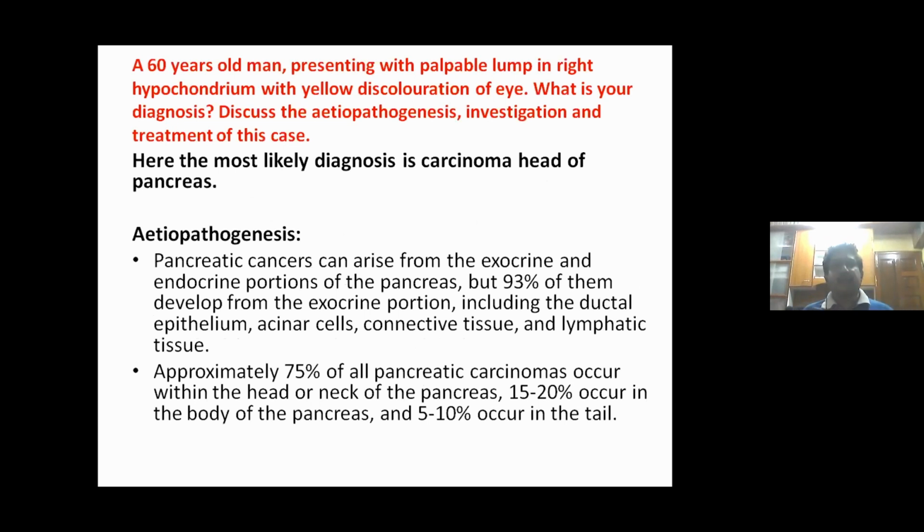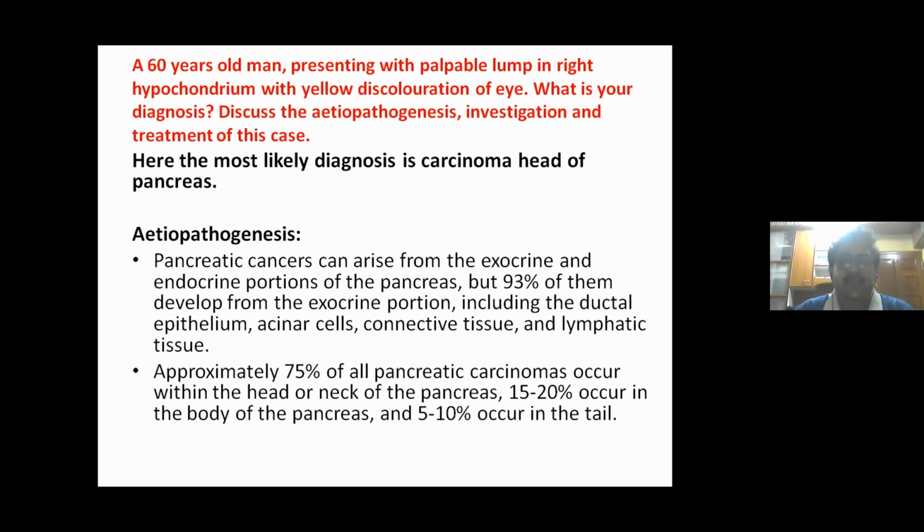Now coming to the second question: a 60-year-old man presenting with a palpable lump in the right hypochondrium with icteric discoloration of eyes. What is your diagnosis? Discuss the etiopathogenesis, investigations, and management of this case. Here, the most likely diagnosis is carcinoma of head of pancreas.